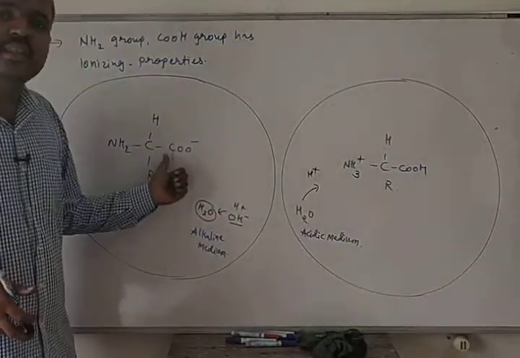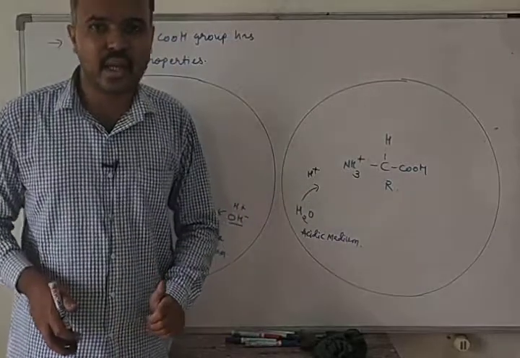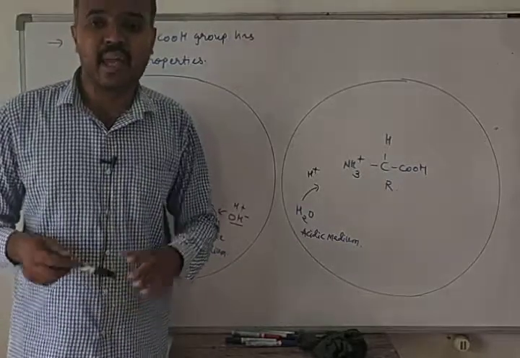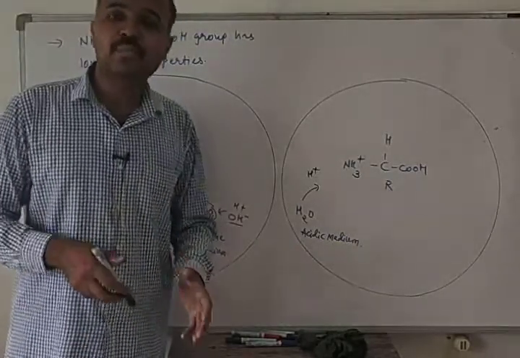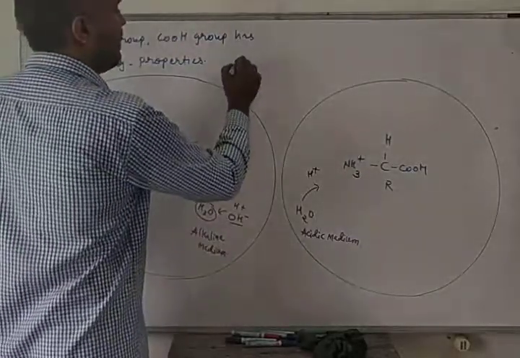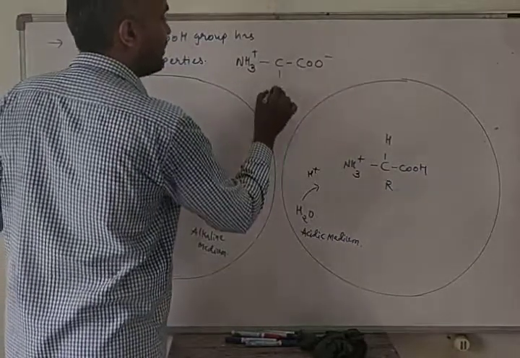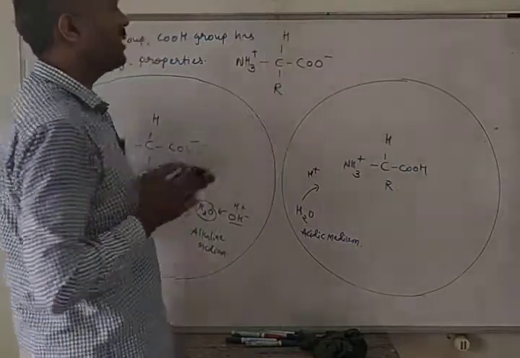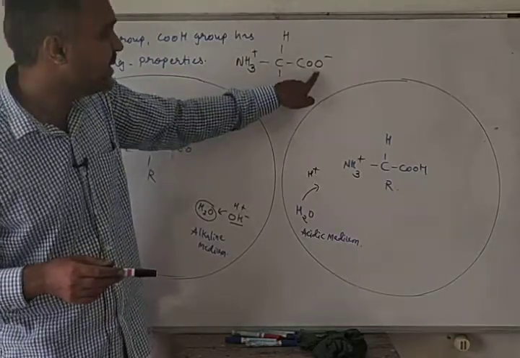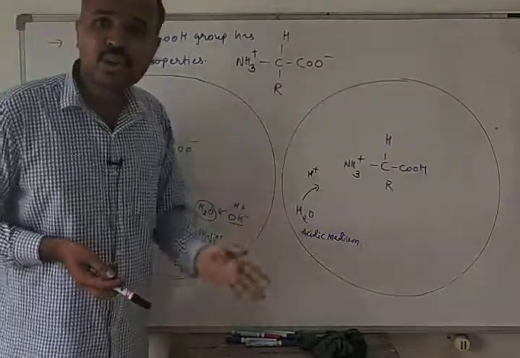So here we have said that carboxyl group has got ionized, and here we have said that amino group has got ionized. Sometimes both amino group and carboxyl group can get ionized. Here amino group has been ionized, carboxyl group has also become ionized, and in the R and H group there is no change.